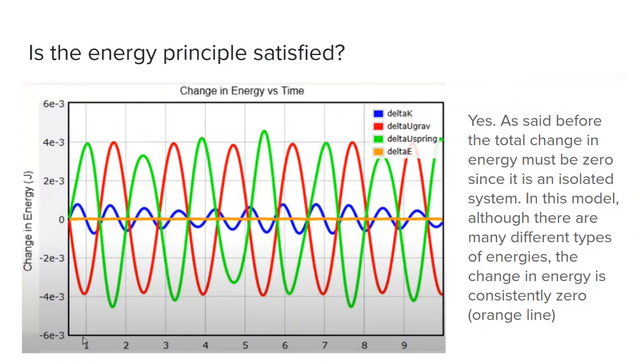Is the energy principle satisfied? Yes. As said before, the total change in energy must be zero, since it is an isolated system. In this model, although there are many different types of energies, the change in energy is consistently zero. You can see the orange line in the computational model.